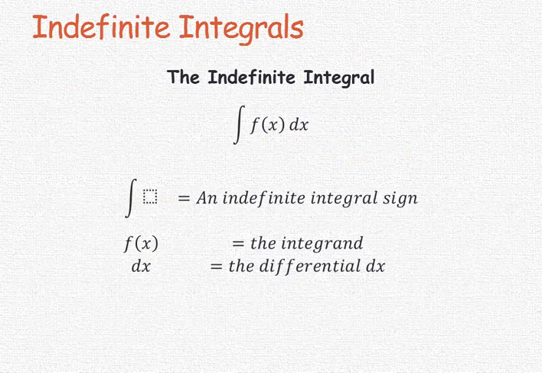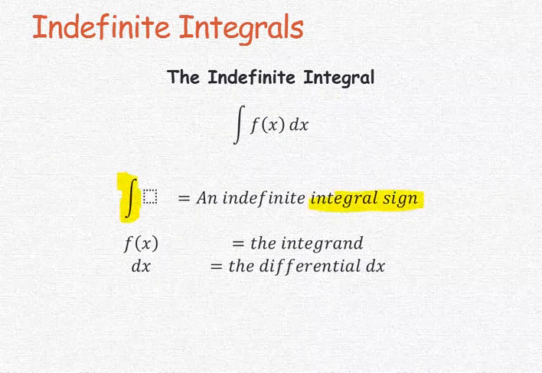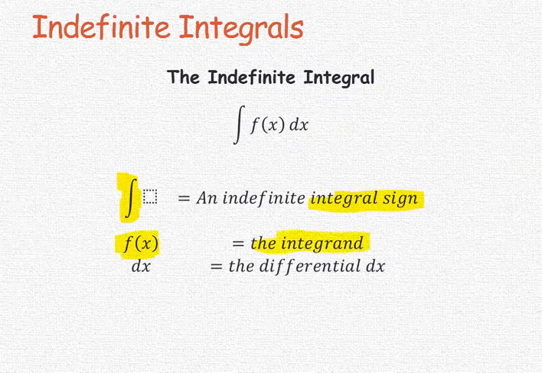Indefinite integrals. The notation for the indefinite integral consists of three parts. The first one is called the integral sign. The middle part is the function, which is called the integrand. And the last part is the differential dx. So the integral of the integrand with the differential dx is called the antiderivative of the function f with respect to x.